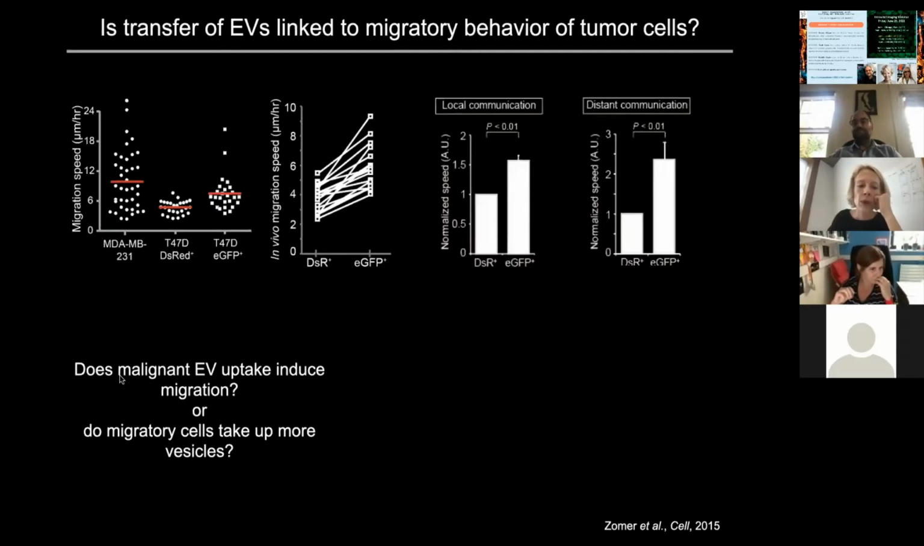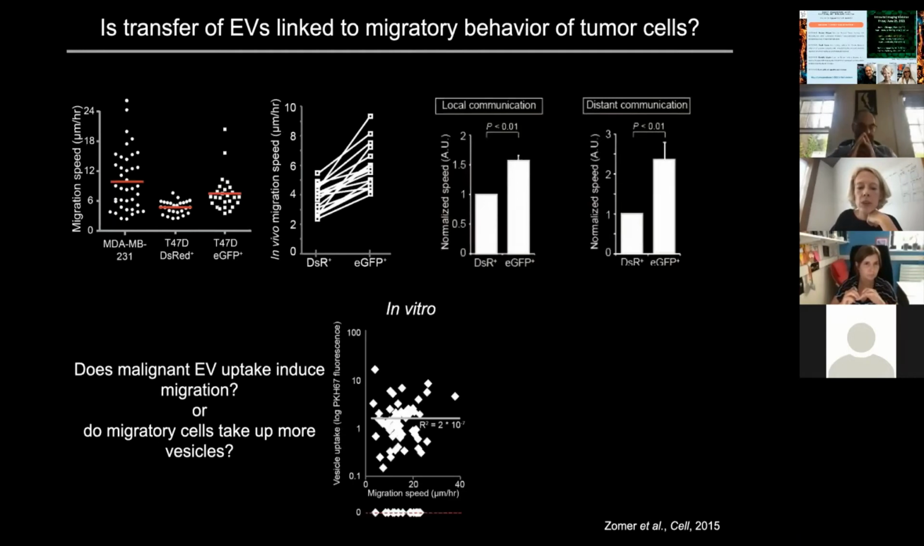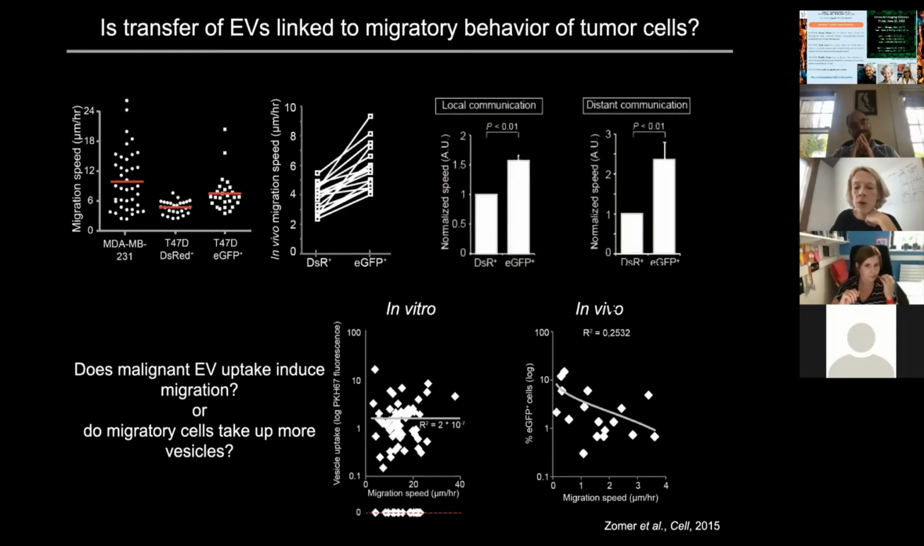So then we were wondering whether malignant extracellular vesicle uptake induces migration, or whether it's that the migratory cells take up more vesicles. Well, several experiments exclude the latter hypothesis because in vitro we do not see a relation between migration speed and the ability to take up vesicles. And in vivo, if there were to be a correlation, it would be an inverse correlation, meaning that the less migratory cells take up more vesicles. So it looks indeed like the malignant extracellular vesicle uptake induces migration.